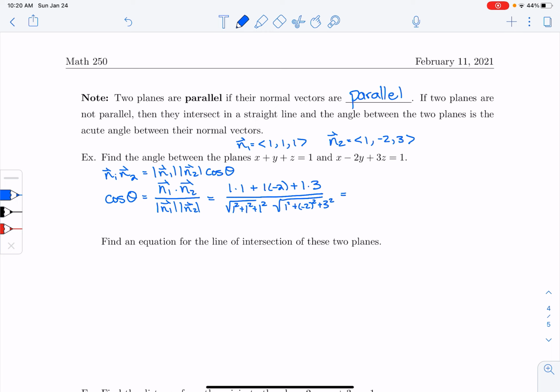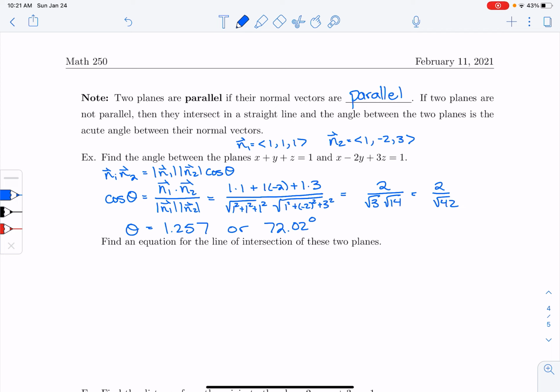Okay, so the numerator is going to be 1 minus 2 plus 3, so that's actually going to be 2. And we're going to divide that by the square root of 3 times the square root of 14. So the cosine of the angle is 2 over the square root of 42. If we want to find the angle in radians, that's going to be 1.257 radians. Or we can convert that to degrees, and that's going to be 72.02 degrees. So these two planes intersect at an angle of 72.02 degrees.